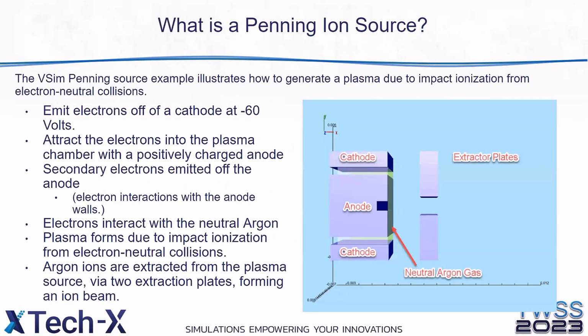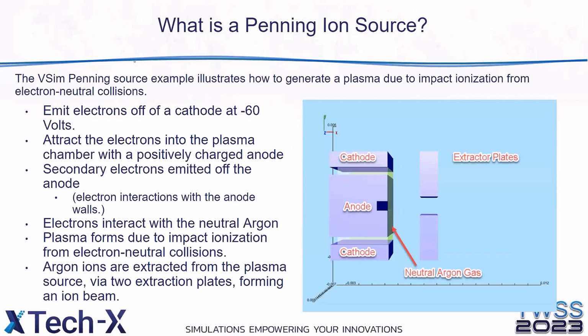So what is a penning ion source? An ion source is a device that generates charged particle beams of whatever particular particle that you want. Maybe that's negative hydrogen, maybe it's positively charged molecules. In the case of the VSim penning source example, it is going to be a singly ionized, positively charged argon ions.